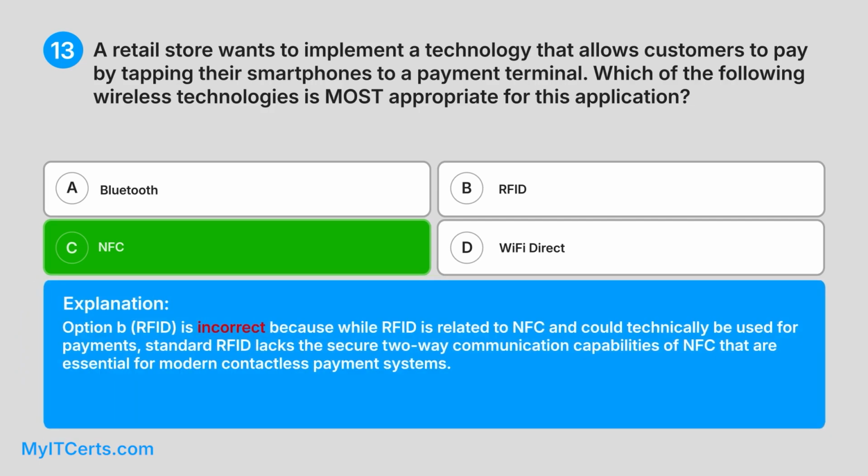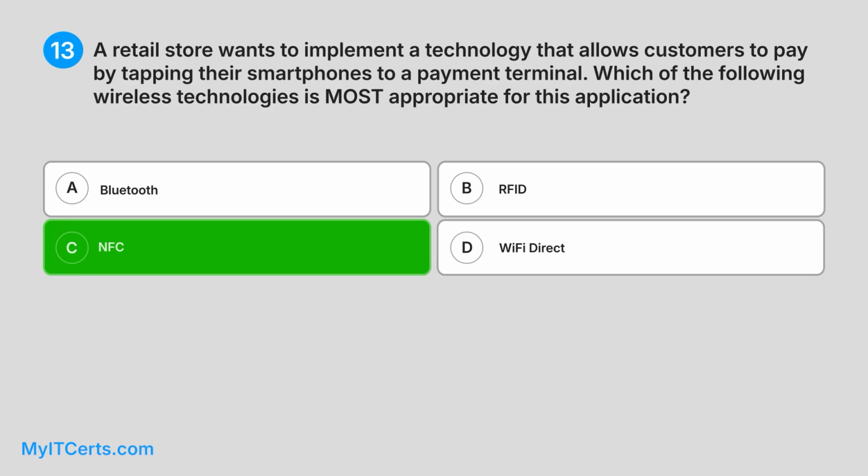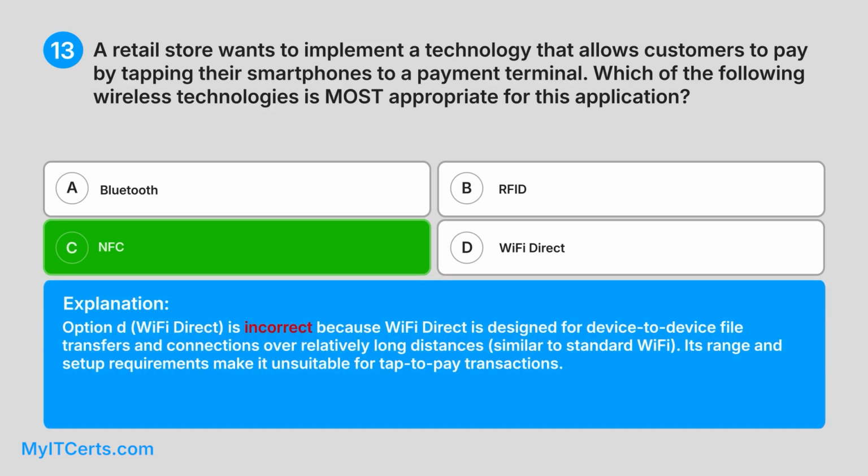Option B, RFID, is incorrect because while RFID is related to NFC and could technically be used for payments, standard RFID lacks the secure two-way communication capabilities of NFC that are essential for modern contactless payment systems. Option D, Wi-Fi Direct, is incorrect because Wi-Fi Direct is designed for device-to-device file transfers and connections over relatively long distances, similar to standard Wi-Fi. Its range and setup requirements make it unsuitable for tap-to-pay transactions.